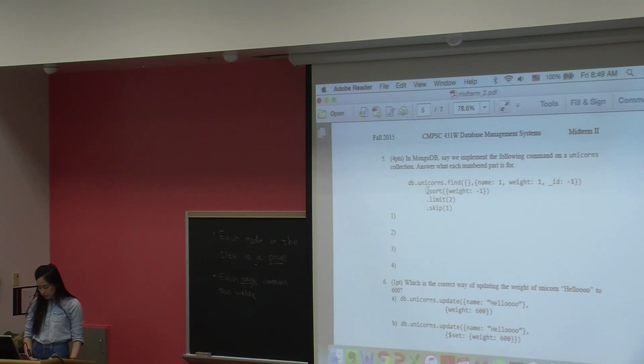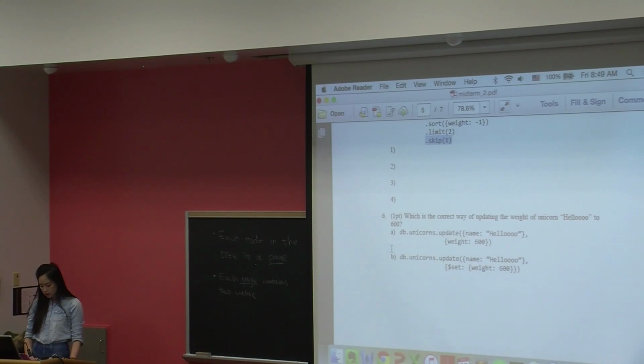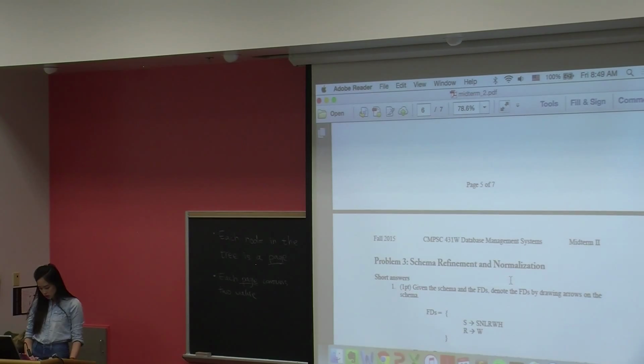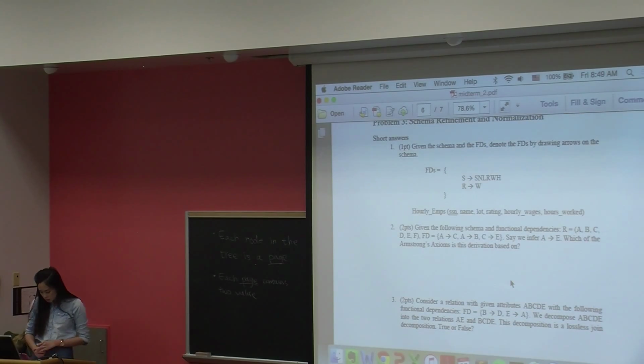All right, and sorting, I think everyone got it right. Sorting just basically sort by weight in decreasing order, and limit, we only want 2 records, and then skip the first one. Okay, everyone got it right. And for this one, correct answer is B. Okay, if you remember during the demonstration class, if we do A, then that will replace the whole unicorn information with just weight equals to 600, like if you recall. So that's for number 6. And then 7, let's see.